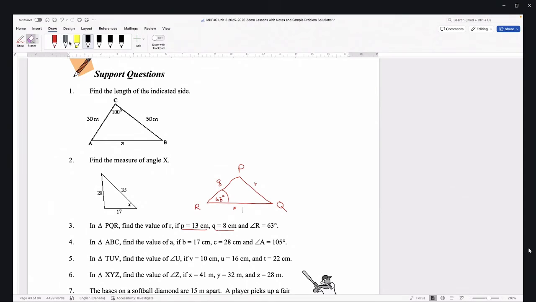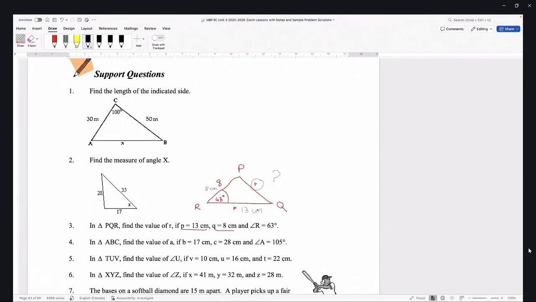Come back into here. P is 13 centimeters. Q, this part right here, is 8 centimeters. And again, I apologize for the drawing. This should be straight lines, best as I could do for now. So I've entered all of the information. Find the value of R. So this is the part you have to find.